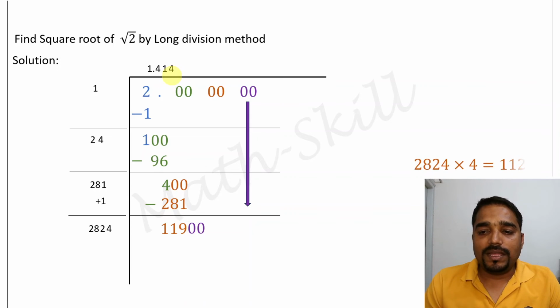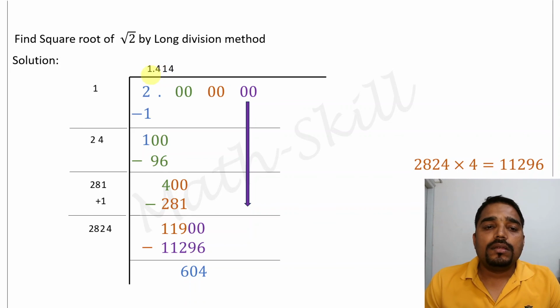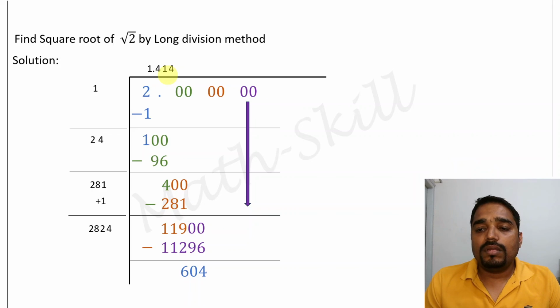Upon multiplication, we see that we have got 11,296. Let us take this number, which is very near to 11,900, and subtract it. Upon subtraction, we are getting 604. Let us stop the long division here, as we have already got 3 digits after the decimal point. So therefore, let's round it off and say that the value of root 2 is equal to 1.414. This completes the solution.